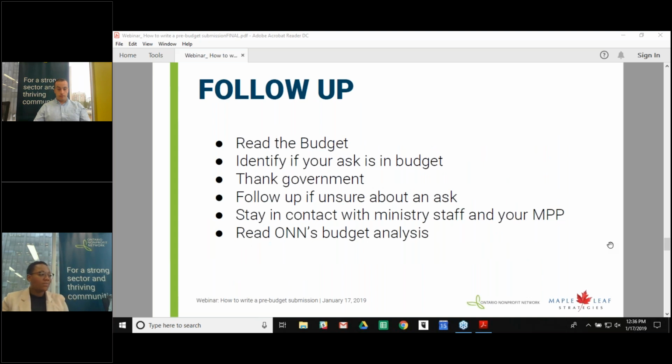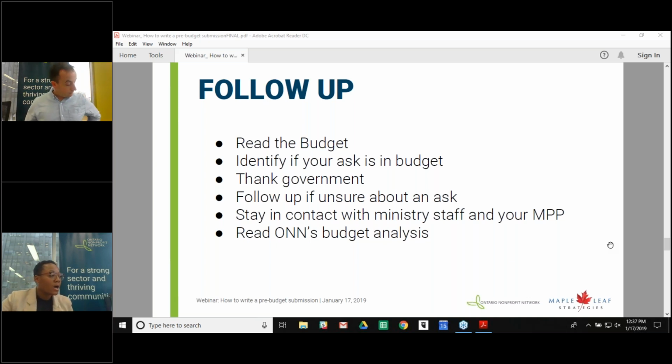So, what happens after you submit your pre-budget submission? Well, the budget gets written, drafted, released on budget day. Potentially, you've been asked to come to a lockup to have the budget read to you, and you read it and share the information with your organization. But generally, you read the budget after. Then you identify if your ask has been included in the budget. You find ways to thank government about that.